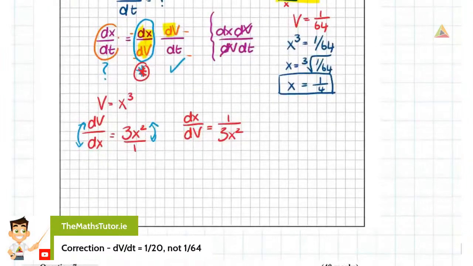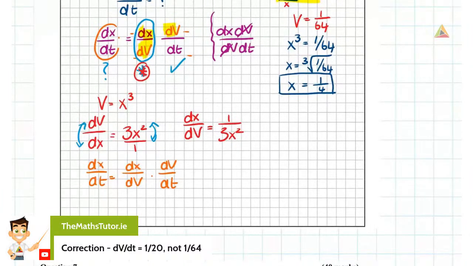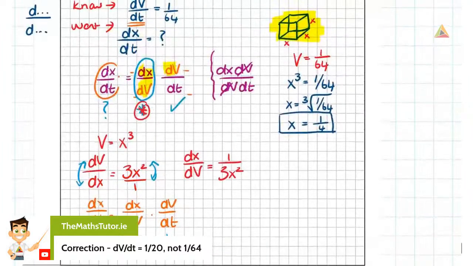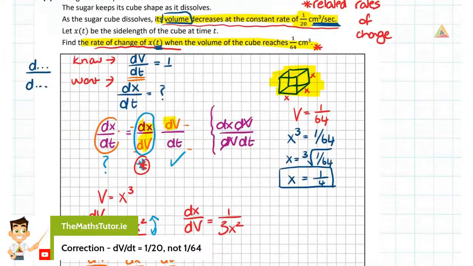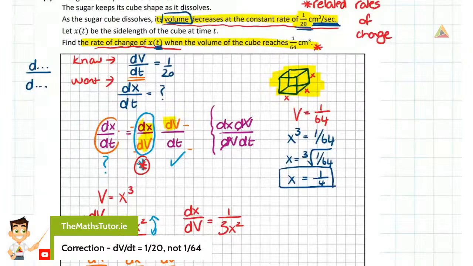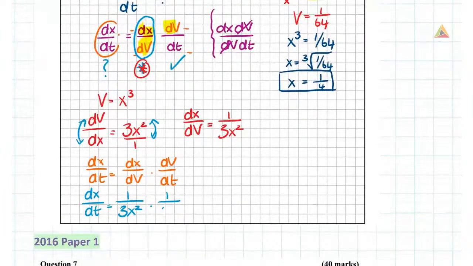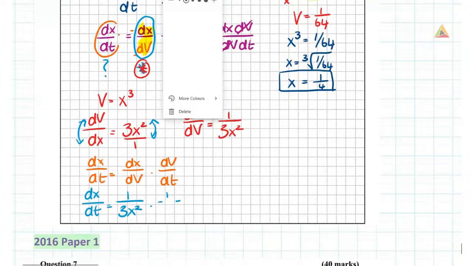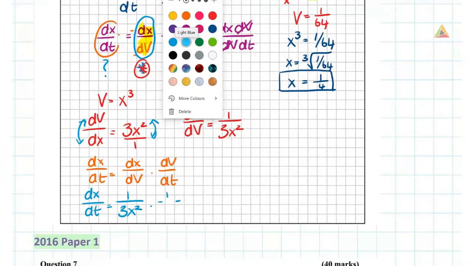And then we're going to go back to our formula. So back to our fraction. Our fraction was dx dt is dx dv times dv dt. And we're just going to sub in. This is what we're looking for. We now know dx dv is 1 over 3x squared. We know dv dt from the start of the question was 1 over 64. Or sorry, not 1 over 64. Sorry, I wrote that wrong at the very start. That should have been, apologies about that, 1 over 20. That was that part there. So that should be 1 over 20 from here. 1 over 20. I'm in the wrong colour.